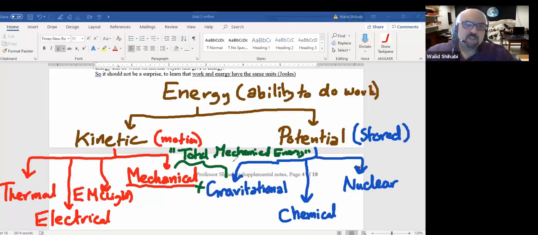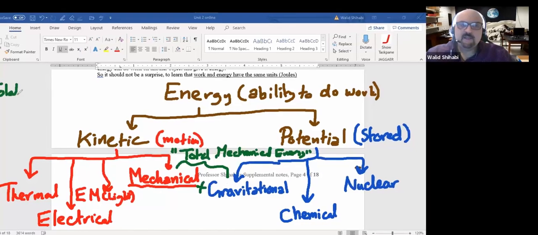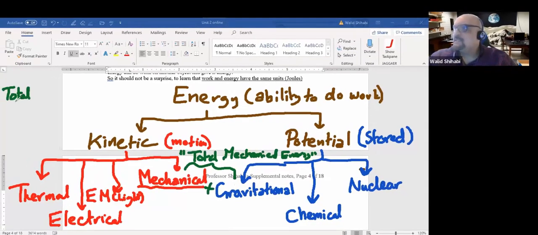The special thing about the total mechanical energy is that it's conserved unless there is friction in the system. And by the way, guys, the term conserved means it maintains its value. It's constant. The initial value of it is equal to the final value of it. That's what we mean by conserved.